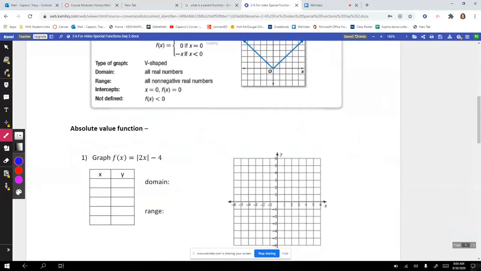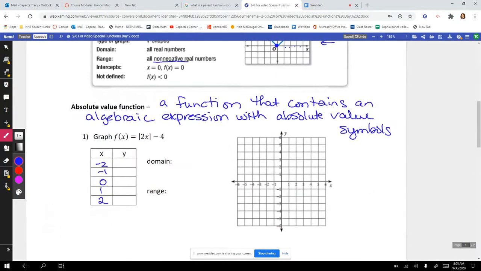So an absolute value function is a function that contains an algebraic expression with an absolute value symbol, right? What we're going to start with, before we learn about our shifts and how things are going to be narrowed and such, is just a table. I'm going to give you the table of values to start with because this is new for us. All we're going to do is substitute in, and a lot of this you can do in your head. So negative 2 into x: 2 times negative 2 is negative 4. Absolute value of negative 4 is 4. So 4 minus 4 gives us 0.